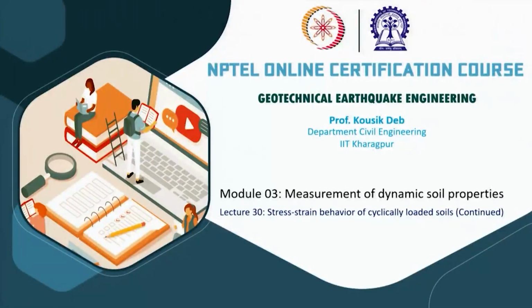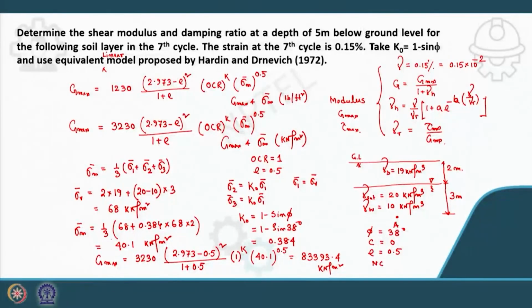So last class I determined the Gmax value of a soil in an example problem. Now I want to determine the G value at a strain level of 0.15%. So let's see how we can do that. We know the Gmax value, that is 83393.4 kilonewton per meter square.